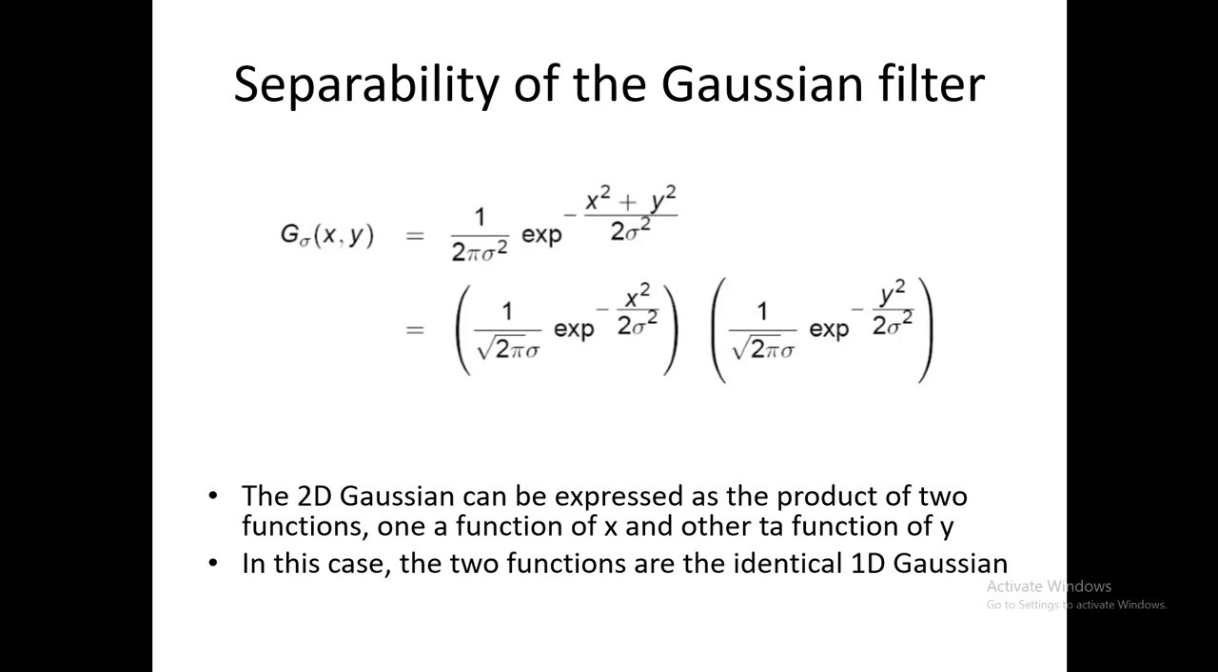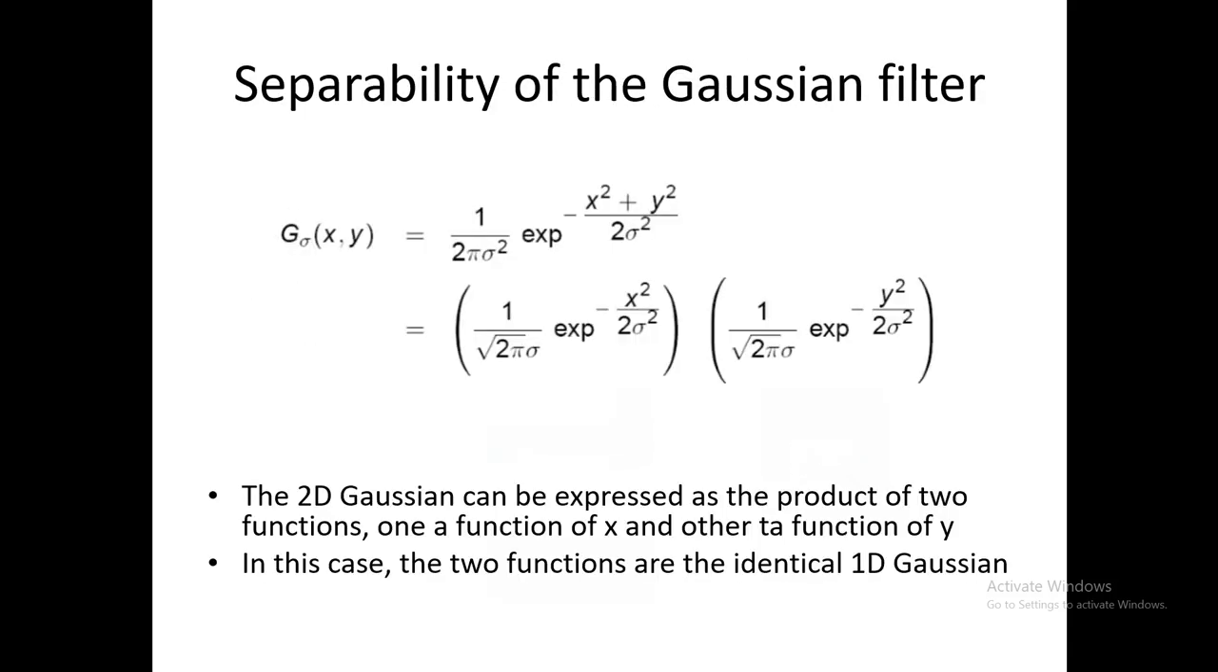And we can see here the separability of the Gaussian filter. The 2D Gaussian function can be expressed as a product of two functions, one function in x and another function in y. In this case, the two functions are identical 1D Gaussian functions. So that's why the Gaussian function is expressed in terms of two functions, and we can perform the filtering separably, one function at a time.